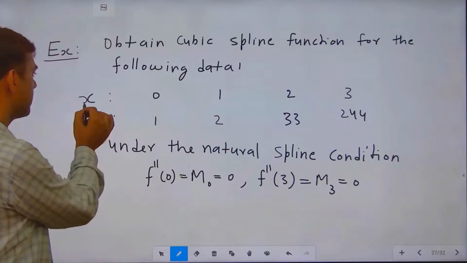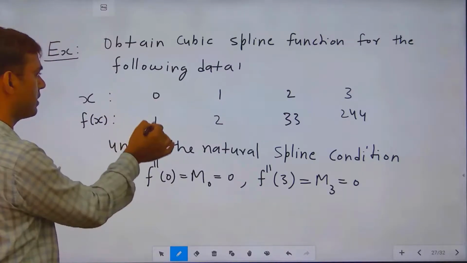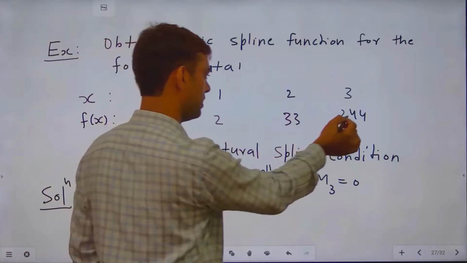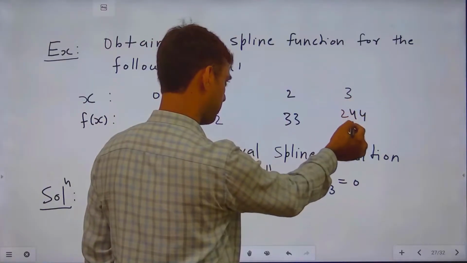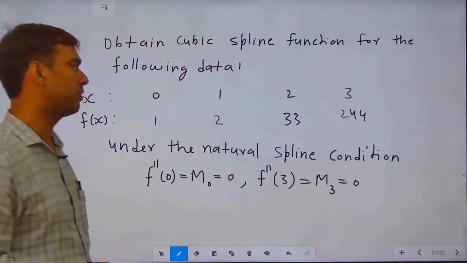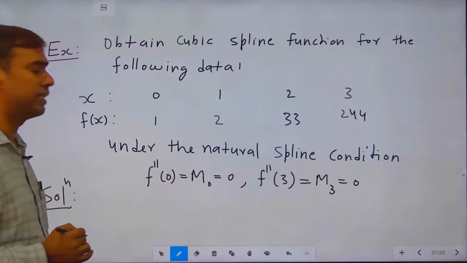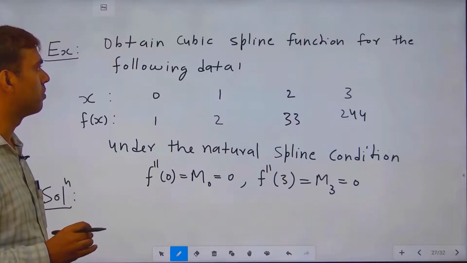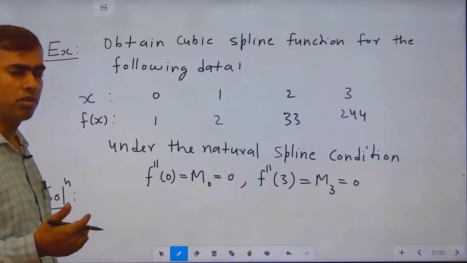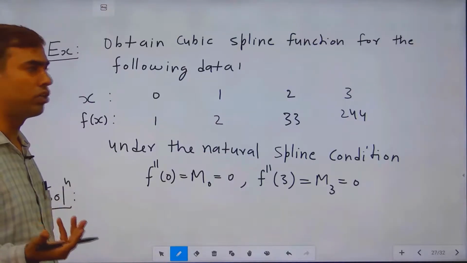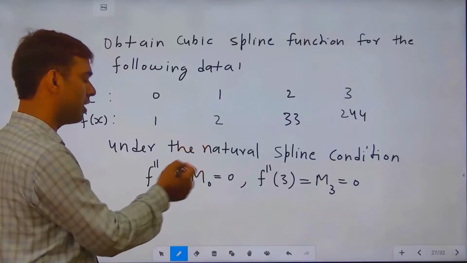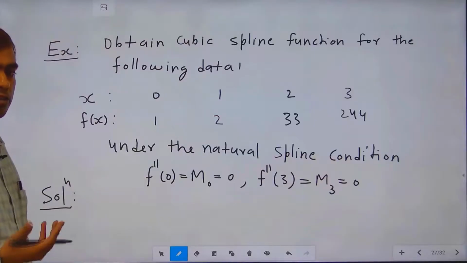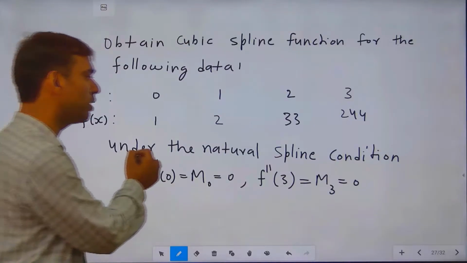What is the data? At x equal to 0 the value of f(x) is 1, at x equal to 1 the value of f(x) is 2, at x equal to 2 the value of f(x) is 33, and at x equal to 3 the value of f(x) is 244, under the natural spline condition, because without the natural spline condition we are unable to find all the unknowns. Maybe there is some other condition with the help of which we can also find the values of the unknowns, but in general we use the natural spline condition.